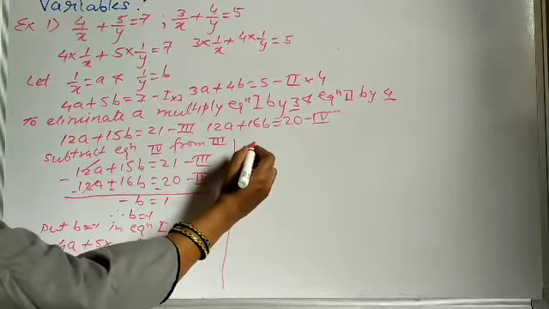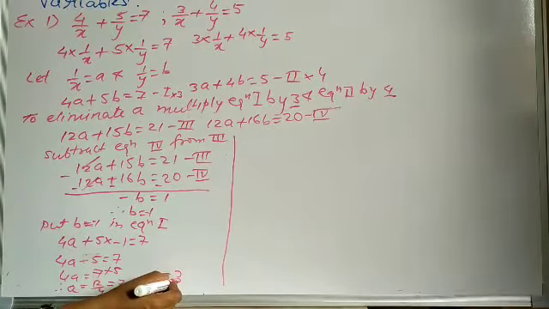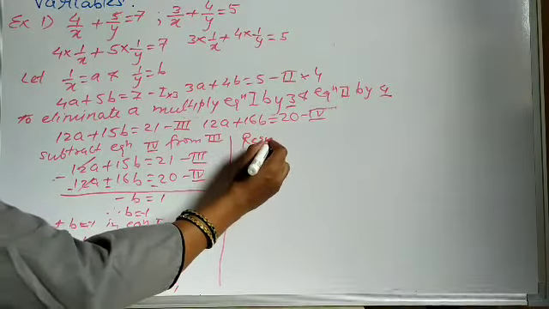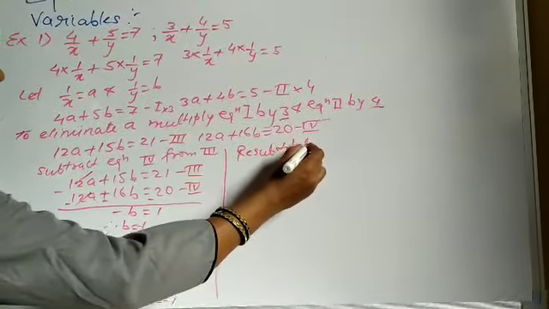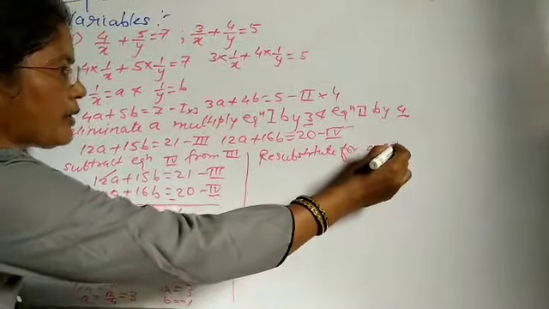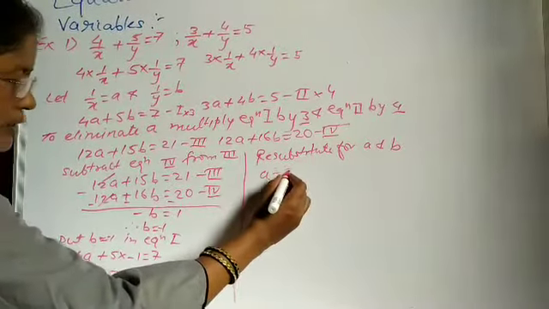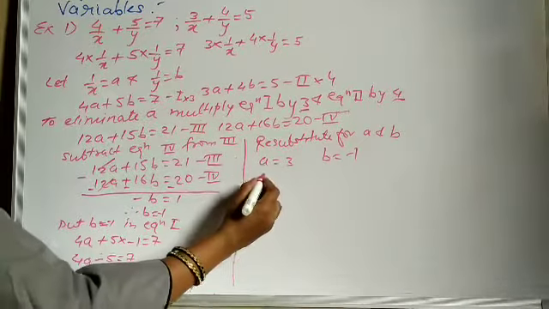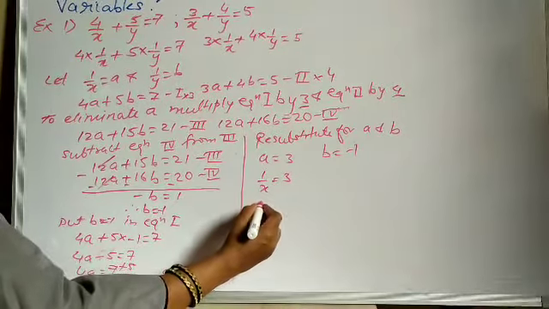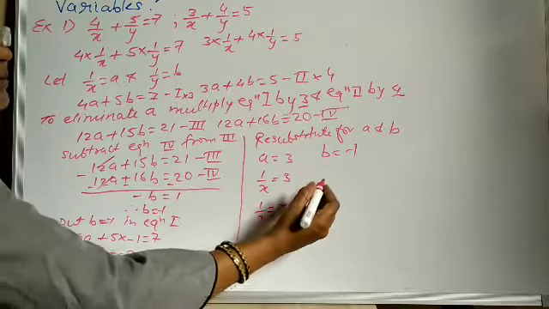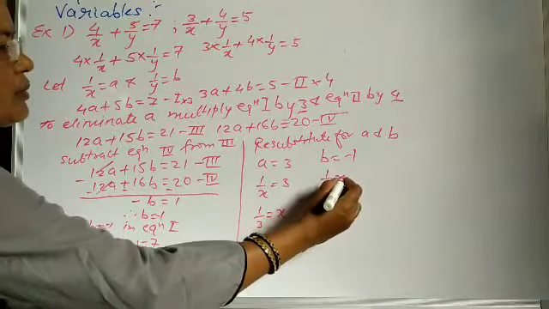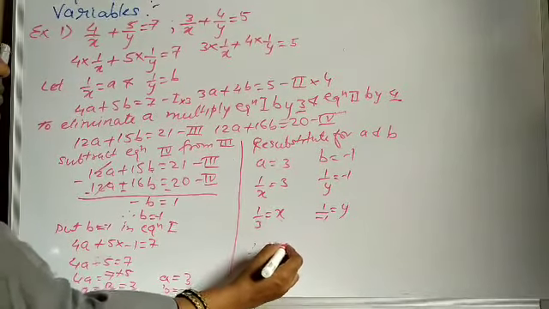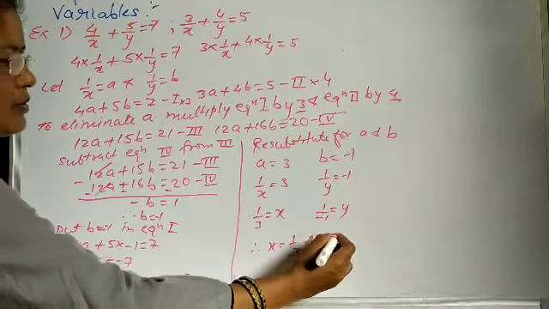So a's value is 3, b's value is minus 1. Resubstitute for a and b. So a is equal to 3, b is equal to minus 1. In place of a, we write again 1 upon x. 1 upon x is equal to 3. Rearranging, 1 upon 3 is equal to x. On this side, 1 upon y is equal to minus 1, or 1 upon minus 1 is equal to y. Therefore x is equal to 1 by 3 and y is equal to minus 1.